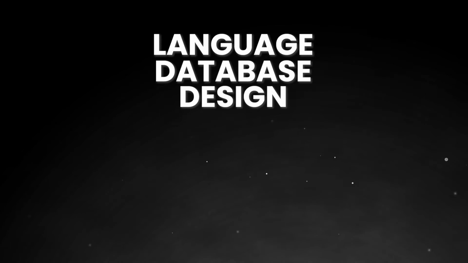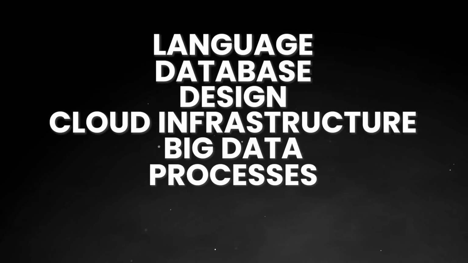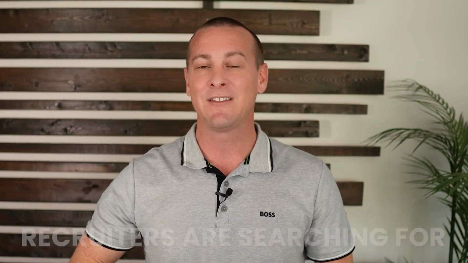So what is included in the technical skills section? Some of the core components that I want you to include there are going to be the languages that you work with, the databases, design, cloud infrastructure, big data, processes, domains. These are some of the key areas that are going to be key to list out in your technical skills section. It's going to be the things that recruiters are searching for, right? They're searching for those cloud capabilities with AWS, with Azure. They're looking for these things very specifically.